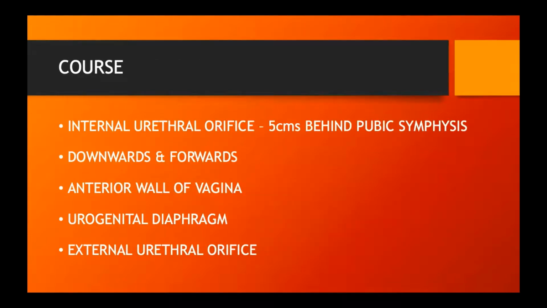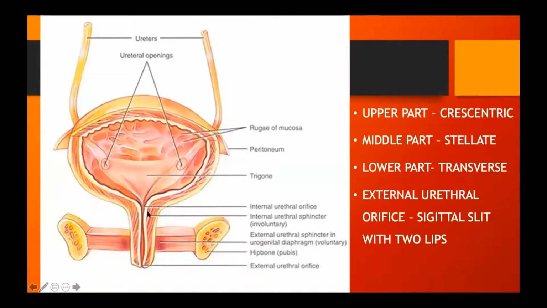The course is downward from the internal urethral orifice. It is 5 centimeters behind the pubic symphysis and moves downwards and forwards, related to the anterior wall of the vagina, and pierces the urogenital diaphragm and opens at the external urethral orifice. You can see here, this is the urogenital diaphragm, and this is the opening just outside the urogenital diaphragm.